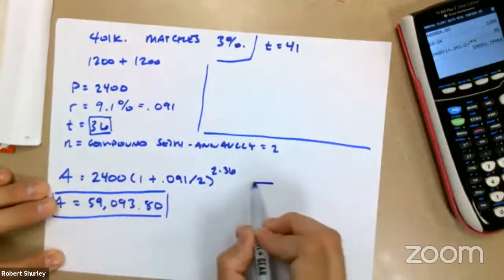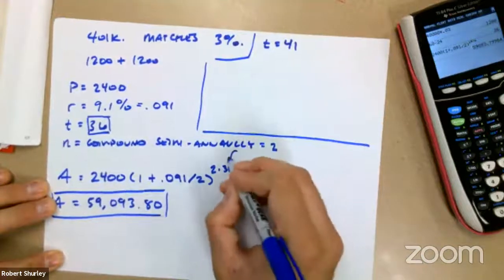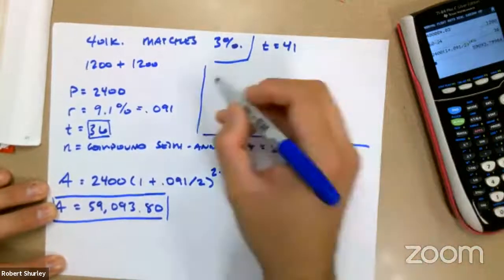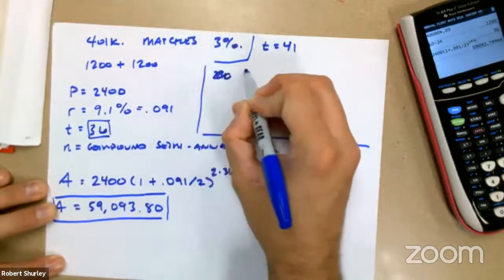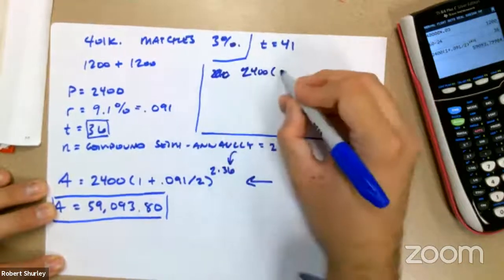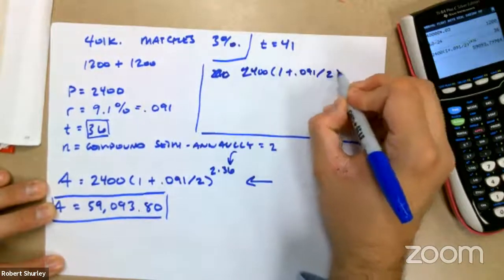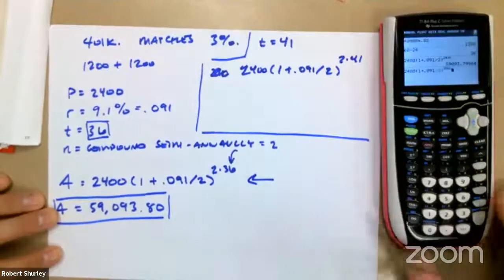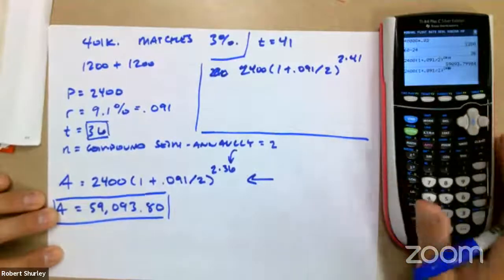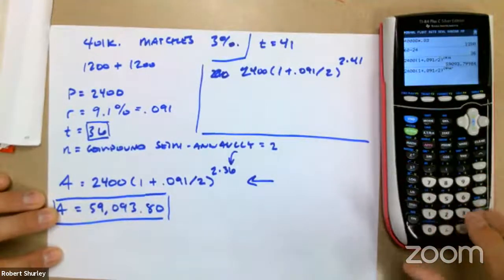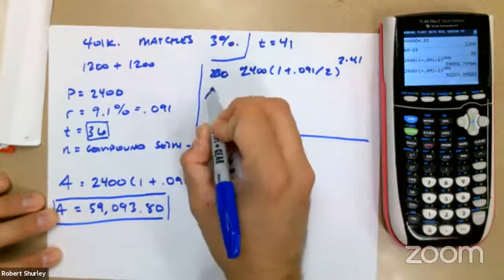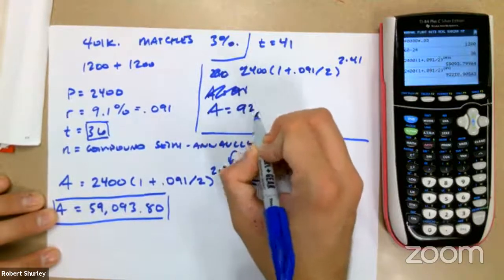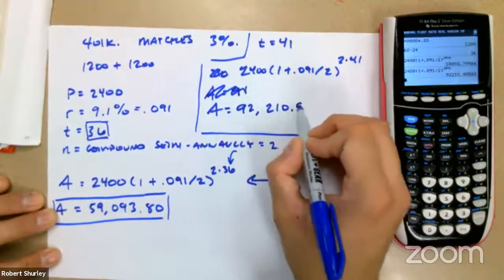So I'm going to do the same equation, but the only thing different is instead of 36, we're going to do 41 because we're going to work 5 more years. So 2,400 times (1 plus 0.091 divided by 2), raised to the 2 times 41. Now, if you hit second enter, you can bring it back up in your calculator and just change the 36 to a 41. Holy moly. Look, these results are not typical, right? 92,210 and 91 cents.